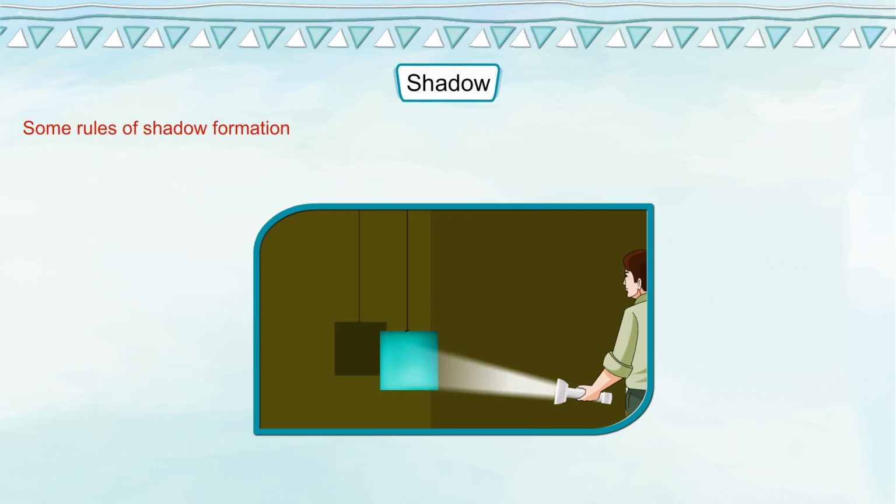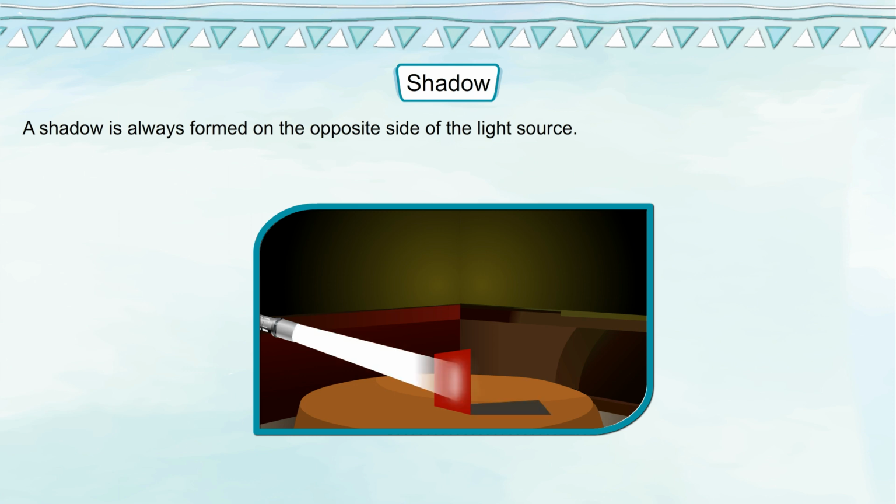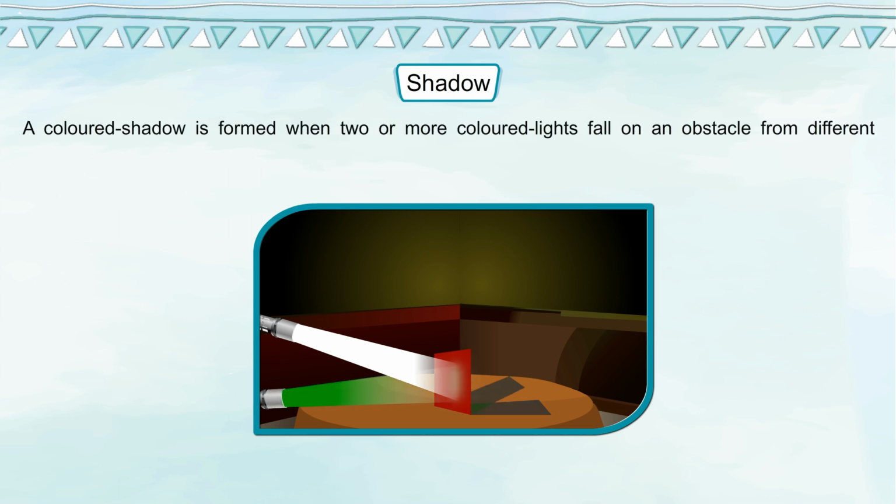Some rules of shadow formation. A shadow is always formed on the opposite side of the light source. For white light, the shadow is always black in color. The shadow formed is just the outline of the obstacle. A colored shadow is formed when two or more colored lights fall on an obstacle from different directions.